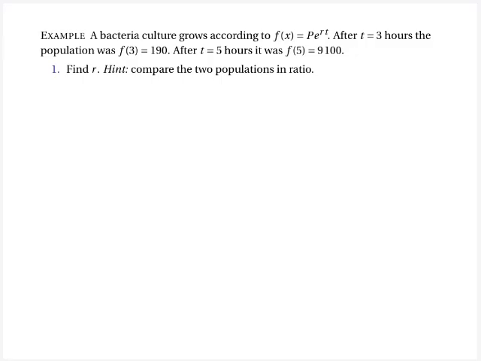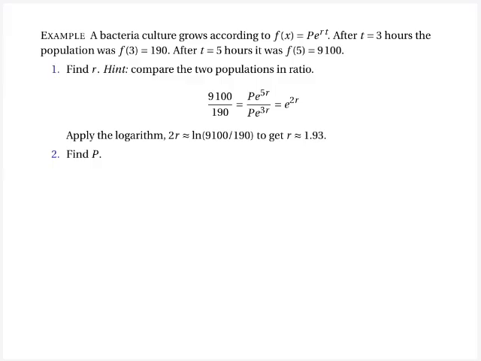Okay, so here's a question that looks a lot like the last one, except that it doesn't say f of 0 for the starters. It says f of 3, and the other one is f of 5. So how to do that? We've got to find r, and the hint is to compare the two populations in ratio. We've got to figure out what r is, and the right thing to do is to look at the growth between 190 and 9100. So 9100 over 190 is Pe to the 5r over Pe to the 3r.